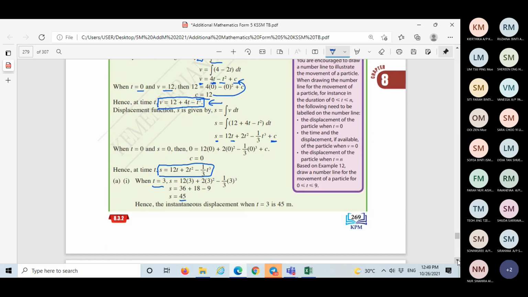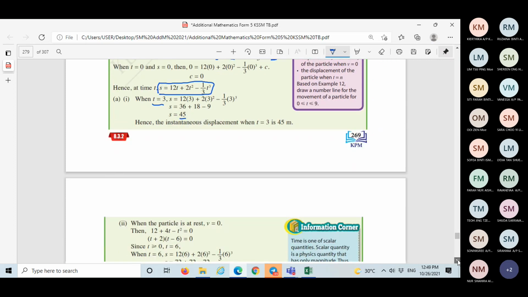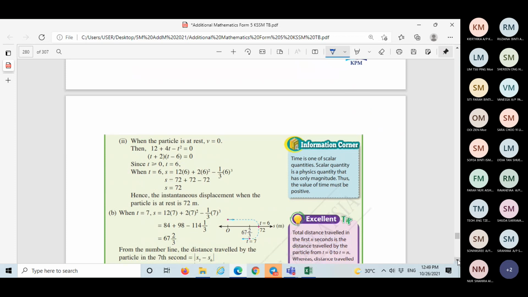So continue. 12 plus 4t minus t squared equals 0. Solve for the t. I need to know when, because only then can I put the t, replace the t with a number in the function of the s to get the s. When I solve it by factorization, I got t is -2 and t is 6. Time cannot take a negative value, so the only answer is t equals 6.